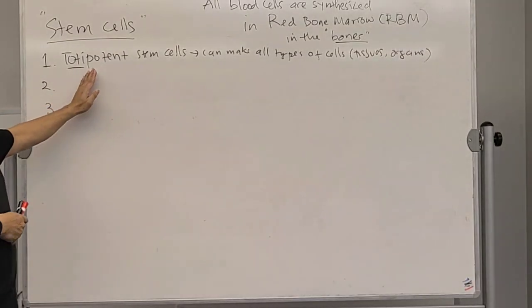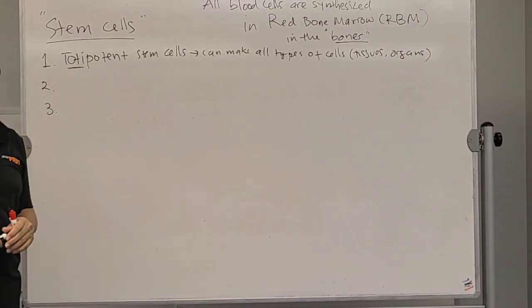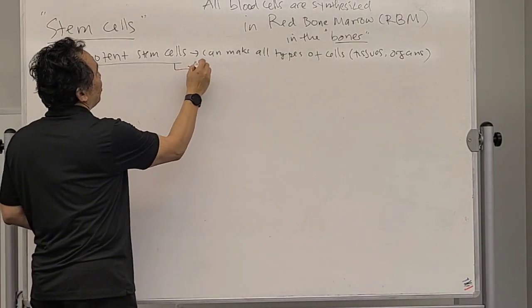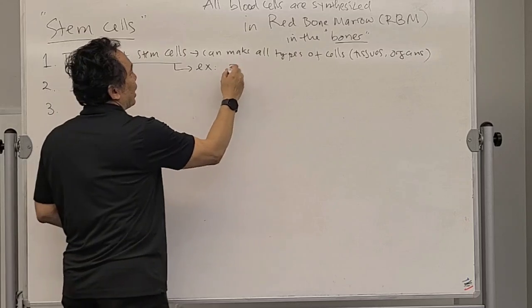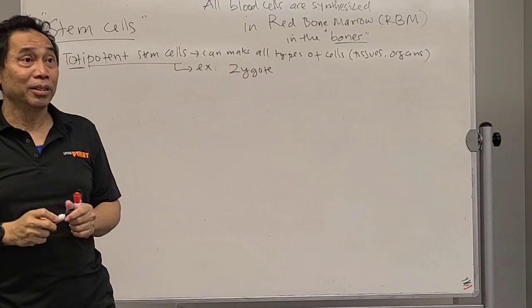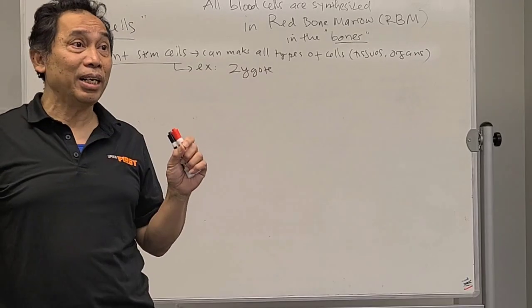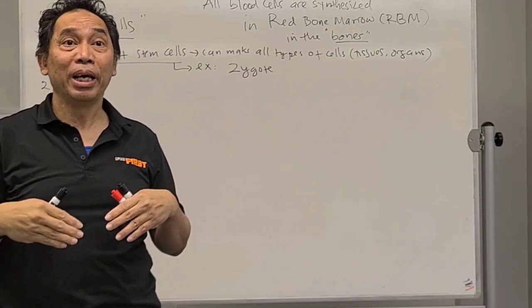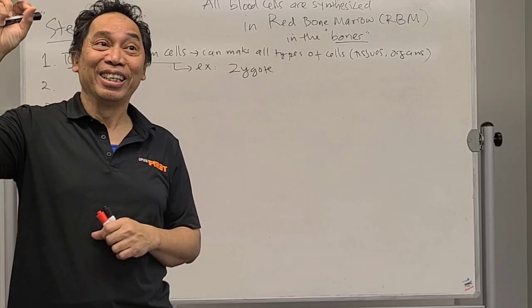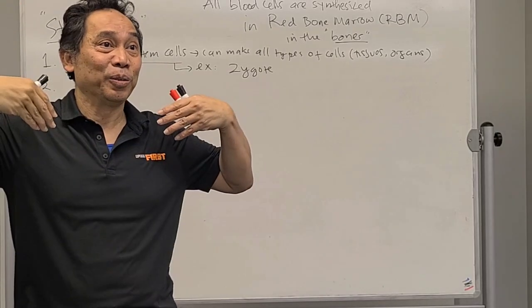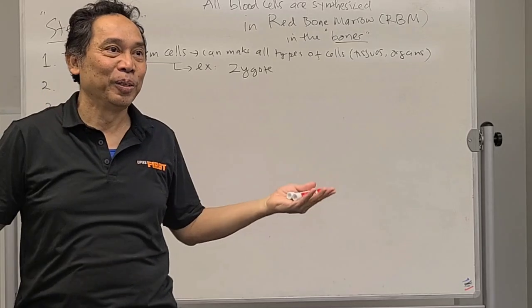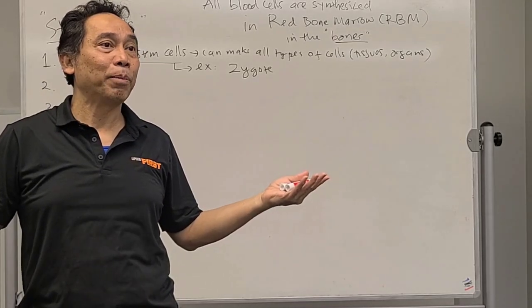It's called the totipotent stem cell. An example of this totipotent cell is the zygote. Anybody know what is a zygote? Zygote is one cell that is combined from sperm and egg, right? And then just from one cell, the zygote, it can create us, can create all cells. Therefore, the zygote is an example of a stem cell.